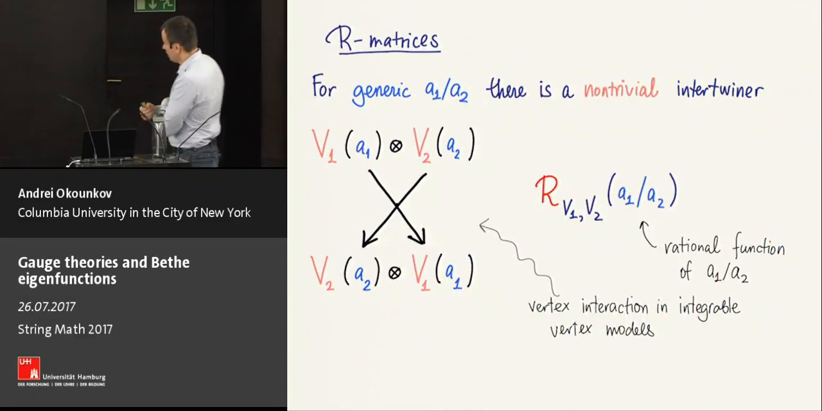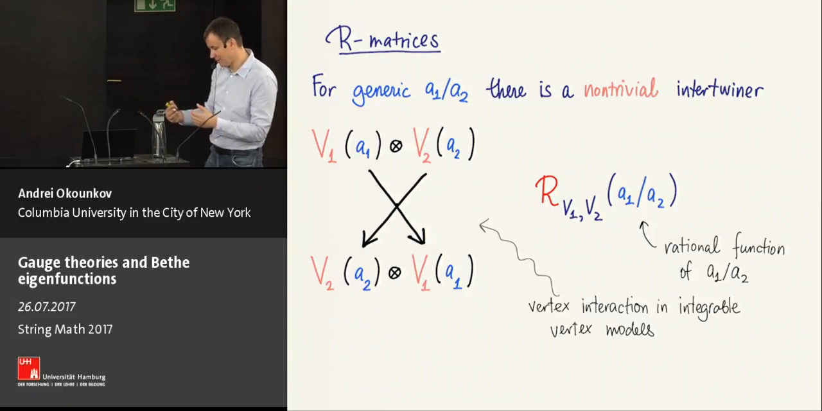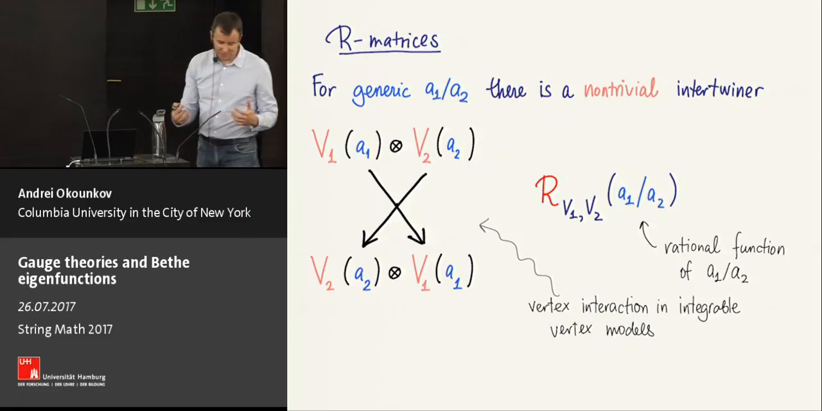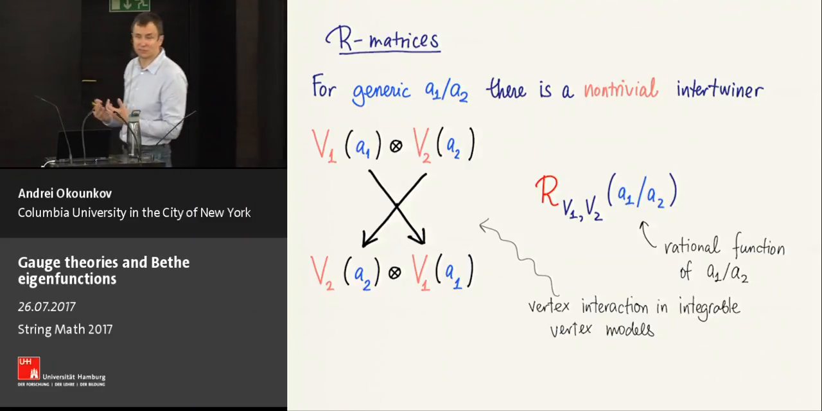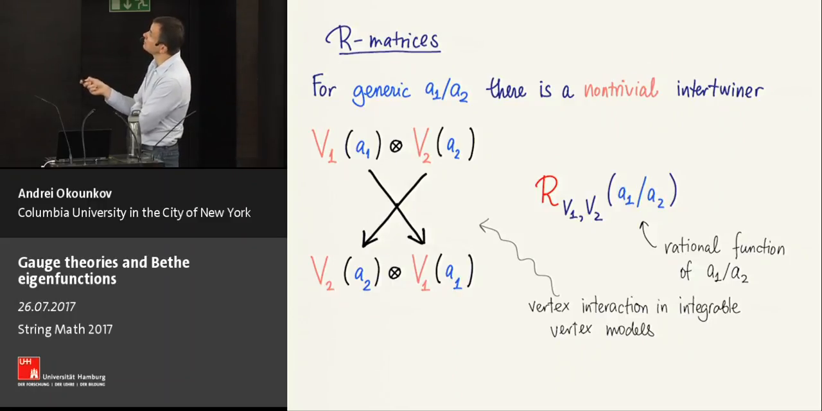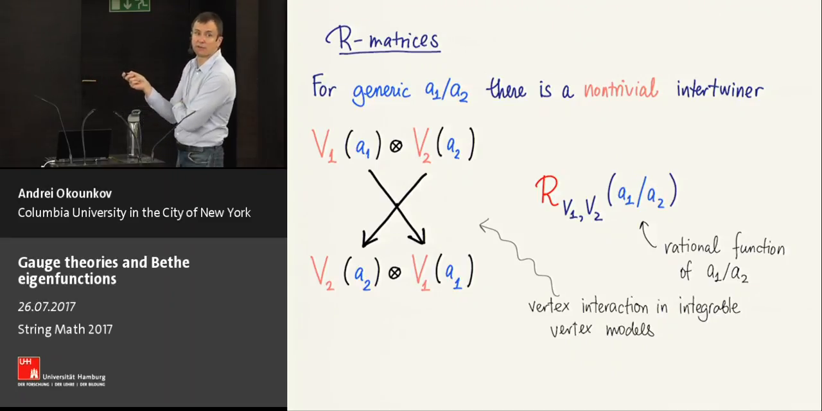But if you have two isomorphic objects, you think, well, maybe they're still isomorphic after deformation, only the isomorphism is non-trivial. And that is the case here. If I have a tensor product of two objects like this, for generic values of a1 and a2, it really is isomorphic. In other words, there is a non-trivial intertwiner between these two representations, but that intertwiner depends on the ratio a1 over a2 as a rational function. And that rational function really has zeros and poles for those values of a1 and a2 when those two modules are not isomorphic.